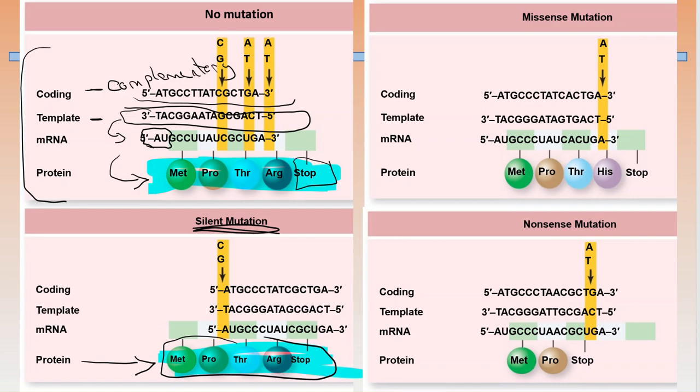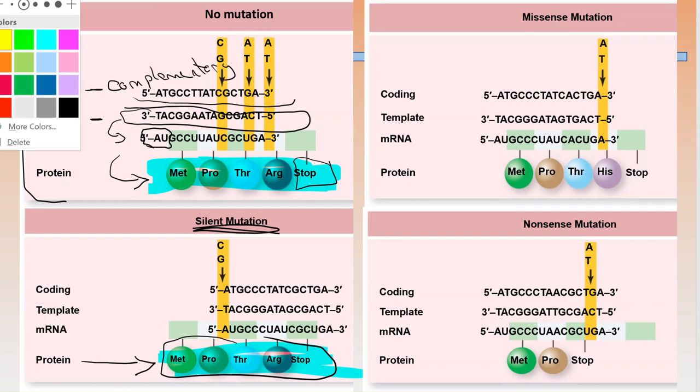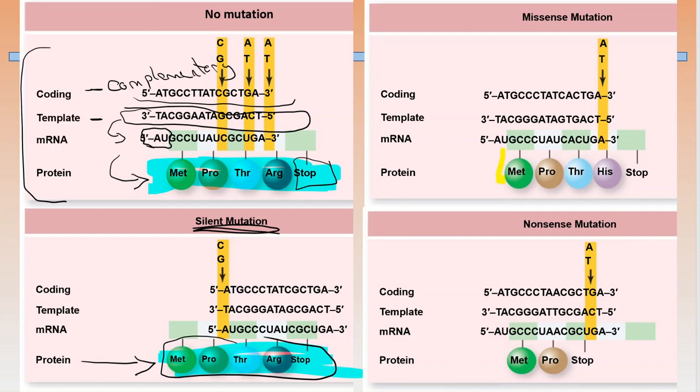Not in a missense. In a missense, it's when you have the base substitution that did not code for the same protein. And so you can see that here. You started out the same, Met-Pro-Thr, but instead of the 4th amino acid being arginine, it is histidine, which is HIS. And so now this protein won't be exactly the same.